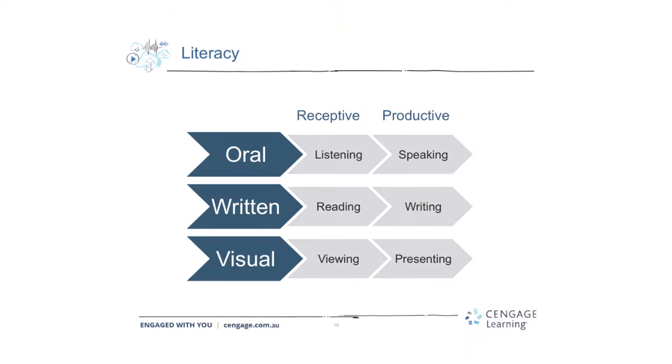Literacy involves receptive and productive processes. These are the three strands. Oral literacy, speaking and listening. Copy it down so you go home with it. Oral literacy, which is the speaking and the listening. The written literacy, which is the reading and the writing. And visual literacy, which is the viewing and the presenting. You know, you're presenting a film, you're presenting something like that.